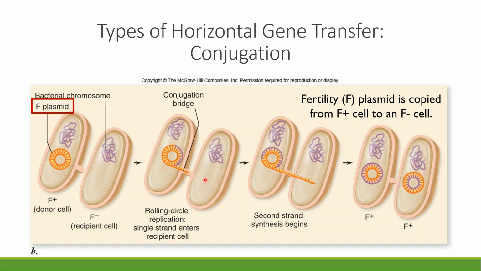Some viruses use this as well. It's something you should be familiar with. You can think of it as looking kind of like a toilet paper roll. It sends over that newly synthesized DNA strand, and then the second strand synthesis can begin in the other organism. And now you have F positive organisms in both cells. And it can also send over other genes.